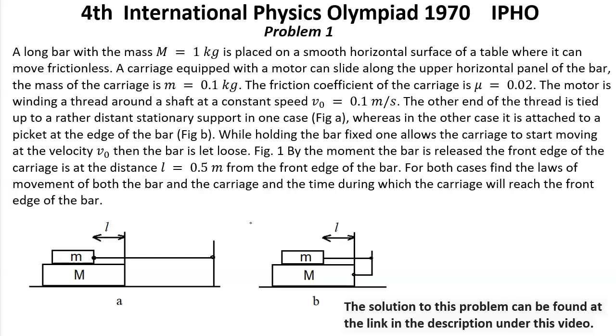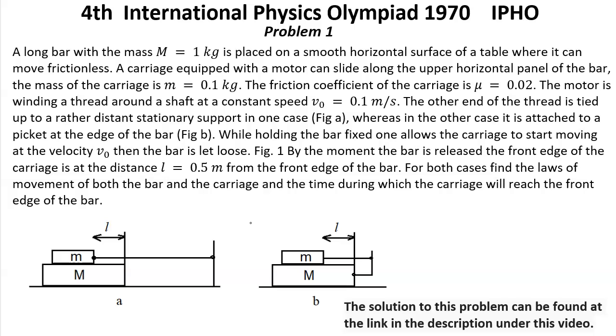The other end of the thread is tied up to a rather distant stationary support in one case, figure A, whereas in the other case it is attached to a picket at the edge of the bar, figure B. While holding the bar fixed, one allows the carriage to start moving at the velocity v0, then the bar is let loose. By the moment the bar is released, the front edge of the carriage is at the distance L from the front edge of the bar.